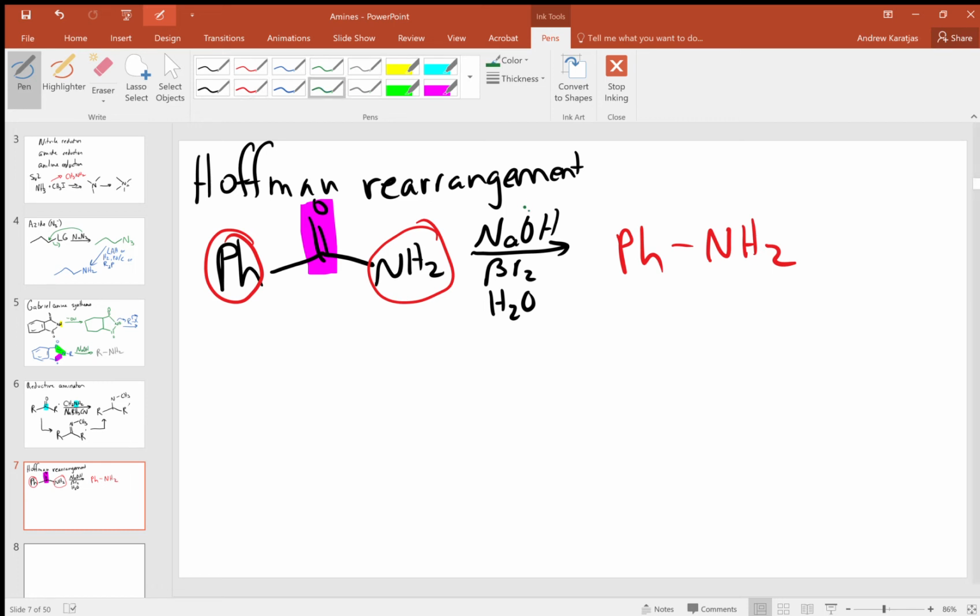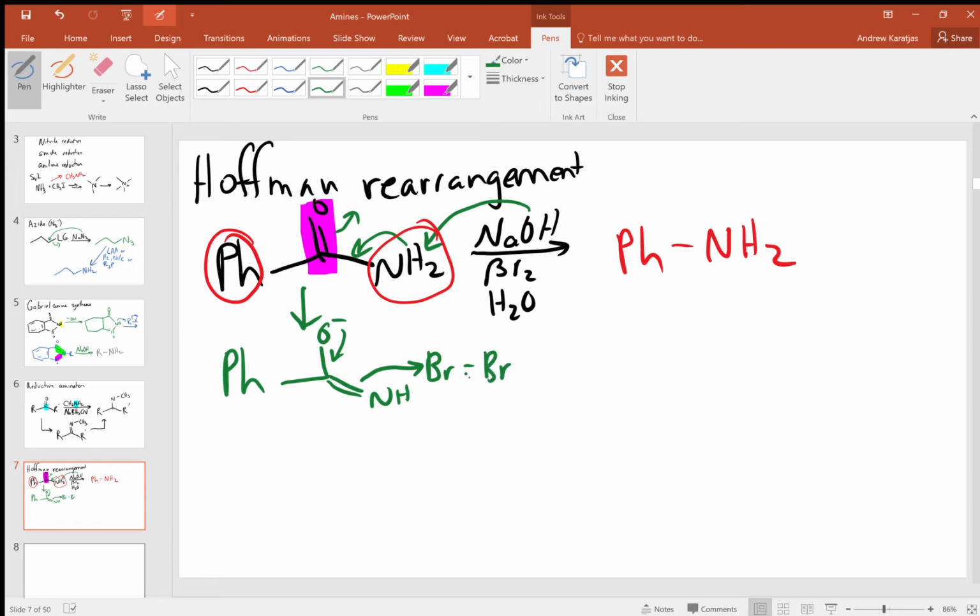So in the first step, hydroxide removes one of the hydrogens from the NH2 group in a step that looks very much like the formation of an enolate. It's not an enolate because this is a nitrogen here, but again, it's a very similar type of step. In the same way that an enolate can then do nucleophilic attack, if we have a good electrophile here, we can do the same type of thing, and so the nitrogen now picks up a bromine.